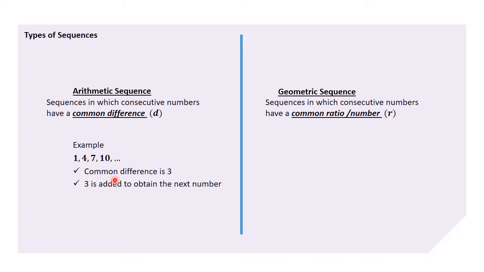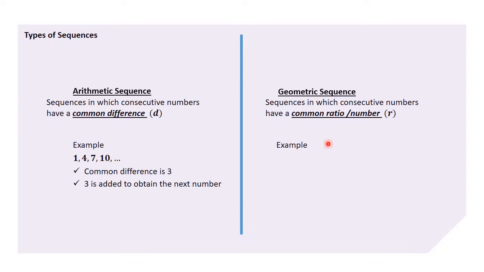Please notice also what I've said there, that 3 is what is added to obtain the next number. In that case, we are talking about an arithmetic sequence. So when I talk about an arithmetic sequence, there's an aspect of addition, and that addition is adding the common difference, which is represented by a small letter d.